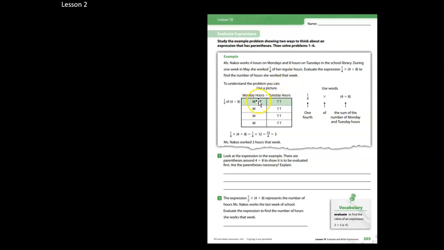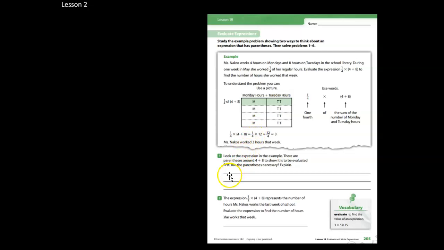So on this week, she worked Monday for 4 hours, Tuesday for 4 hours, which is 8 hours. But on the one time, she worked 1/4 of her regular hours. So we would do 1/4 of 4 + 8, which 4 + 8 is 12. So 1/4 of 12 is basically saying 12 divided by 4, which equals 3. Pause the video if you need to, or rewind it and listen to that again and try to figure out what we just did here, because this is putting it into a table. They call it a picture, but it's putting it into a table.